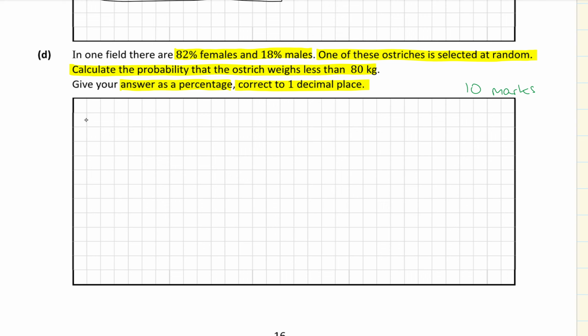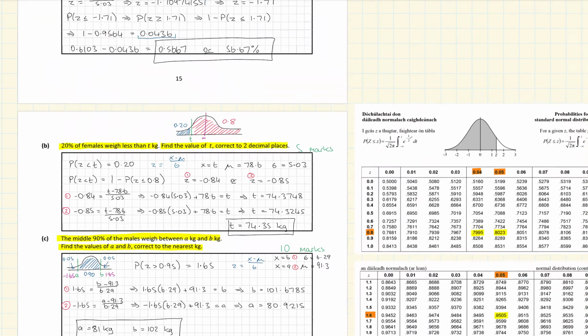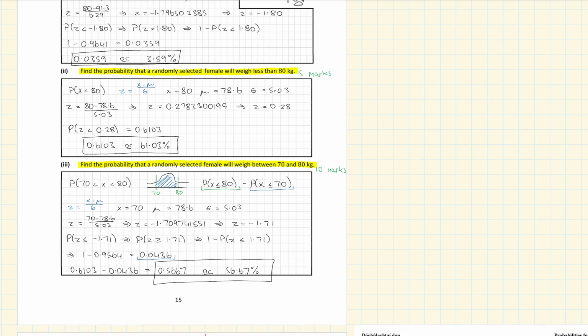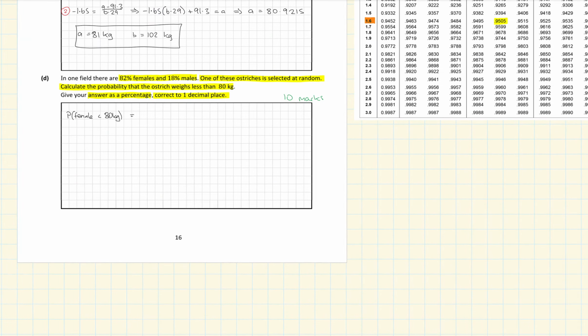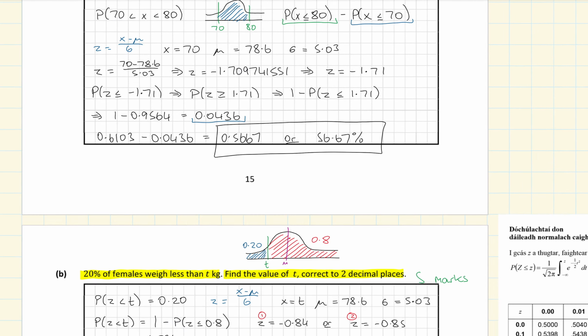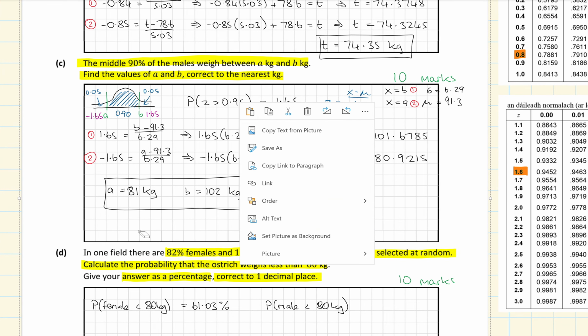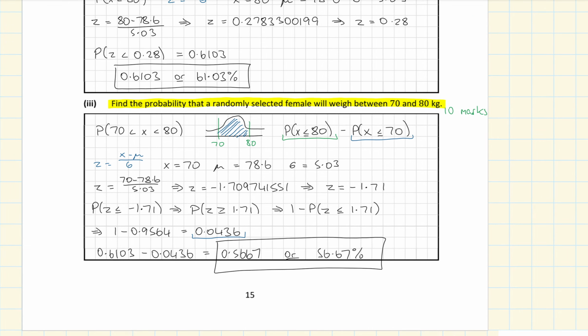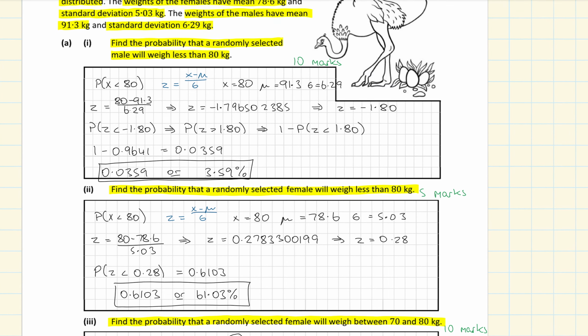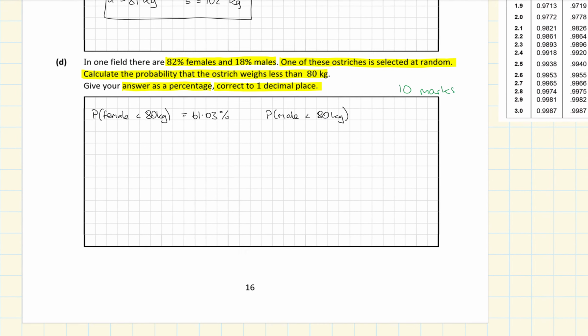So what's happening here is, we know from earlier we found the probability that a female weighs less than 80 kilos, which was our part 2, is 0.6103. So we'll work in percentages here. So 61.03%, and then the probability that we have a male weighing less than 80 kilos, come back up, was our first part, so we got 3.59%.